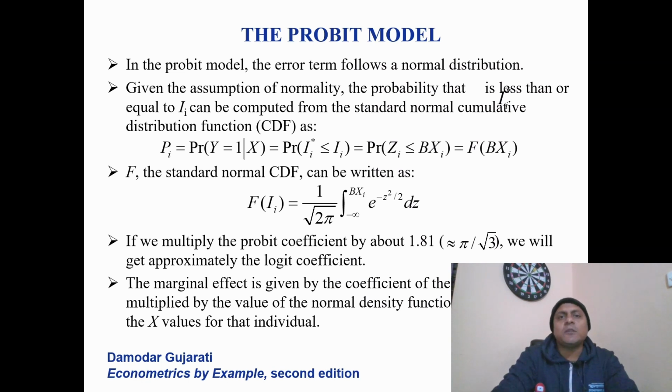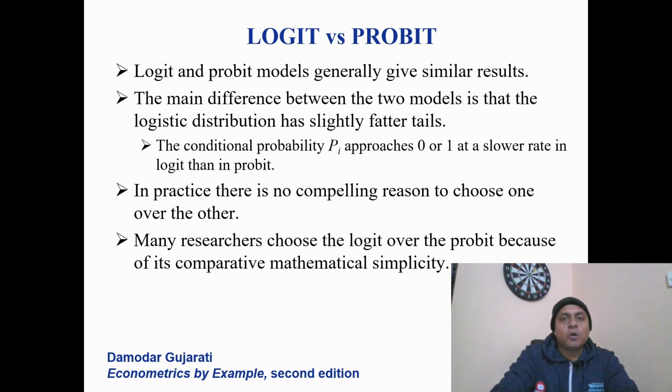The Probit and Logit models are not that different. You can easily apply either of these models when you have a categorical dependent variable in your model. So, Logit versus Probit, they generally give almost similar results. The main difference between these two models is that the logistic distribution has slightly flatter tails. In practice, there is no compelling reason to choose one as the best. So in my opinion, it is easy: you can choose either Logit or Probit.